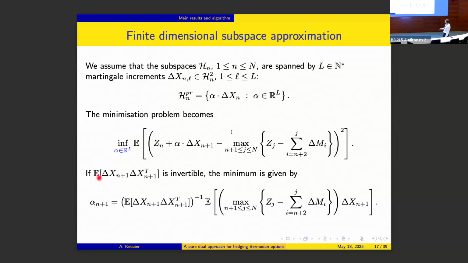So of course, if you know that this matrix is invertible, you can write an explicit solution for it, right? Because this is a simple linear regression or least squares problem here.